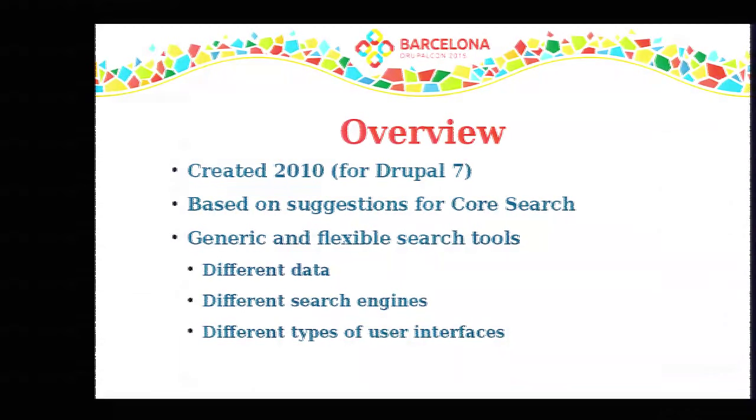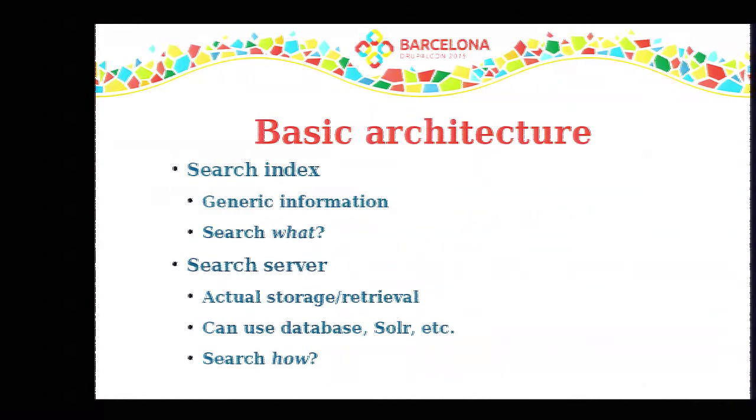So with the search API, it's possible to index different kinds of data with different search engines and present this to the user with different types of user interface. Basic architecture, but if most of you have used it in Drupal 7 already, this is familiar. There's a search index which holds the generic information about what is being indexed, the type of content, the type of data really, the fields, etc. And then there's the search server, which incorporates all the backend specific information. So whether it uses the database or Apache Solr or something for indexing. And it just really takes care of the actual process of indexing and searching.